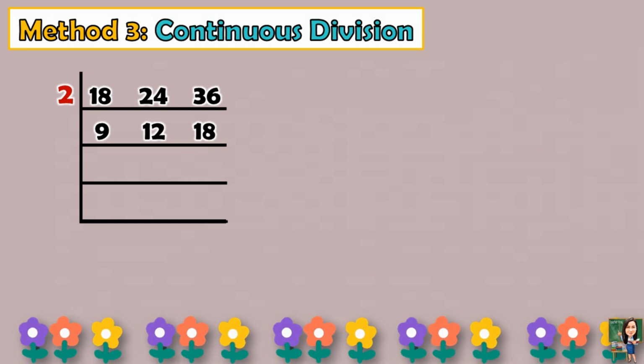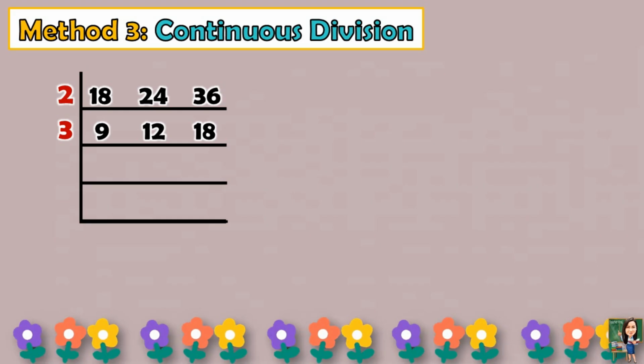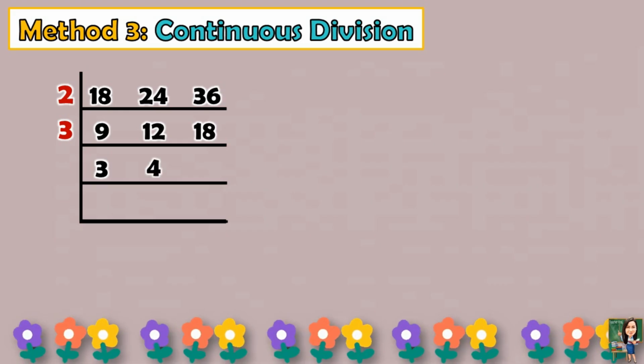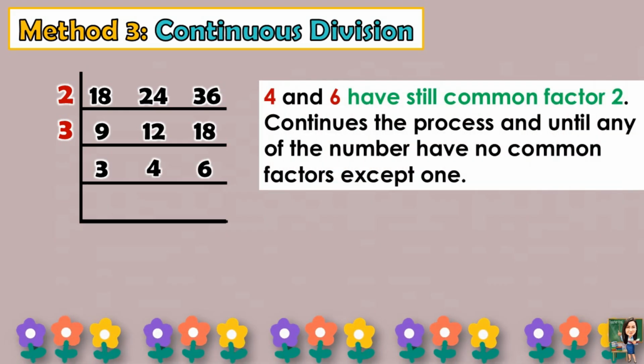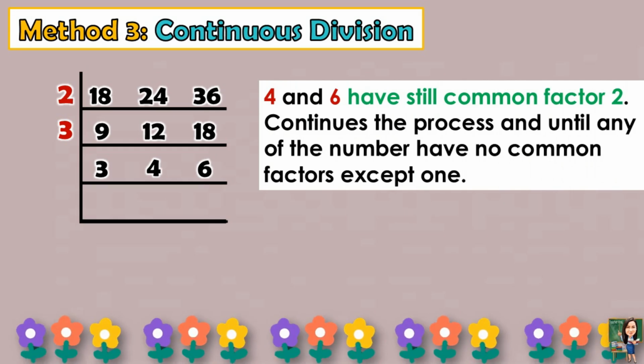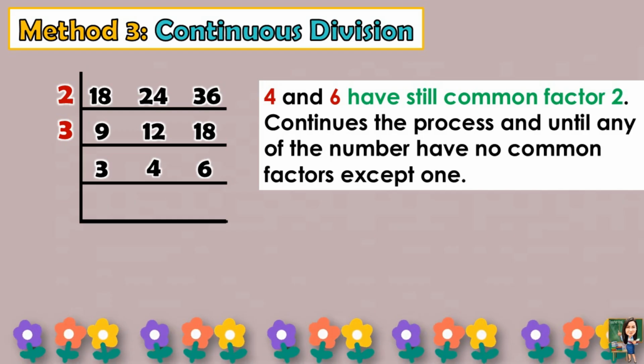So 9, 12, and 18 are divisible by 3. 9 divided by 3 is 3. 12 divided by 3 is 4. 18 divided by 3 is 6. 4 and 6 still have a common factor, 2. Continue the process until the numbers have no common factors except 1.